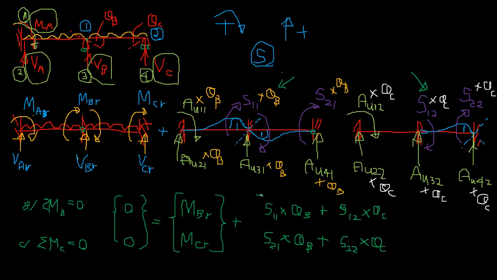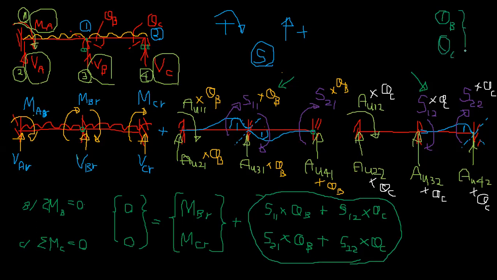So I can simplify this part a little bit. I can take theta B and theta C out. Right? So in that case, it will be remaining these four coefficients, S11, S12, S21, and S22.